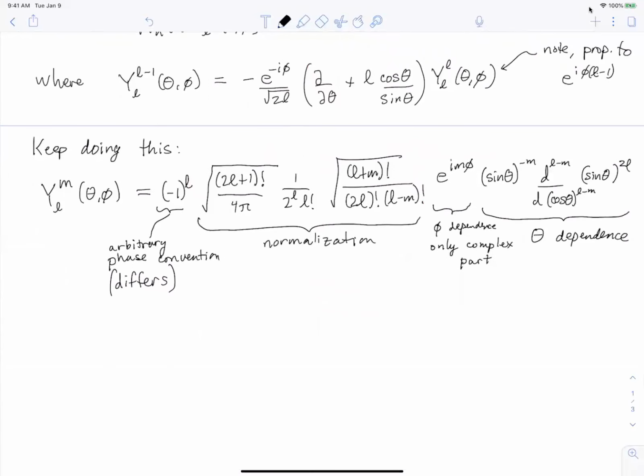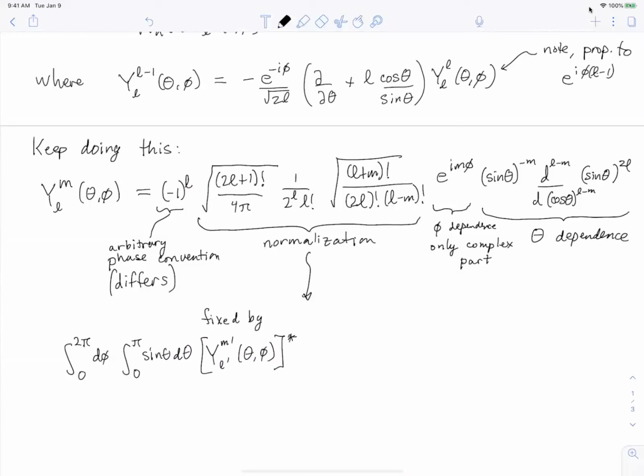Okay, and the normalization factor here is fixed by this requirement that if I do an integral over phi and an integral over theta, and then I do Y_l'm'(theta, phi), and I complex conjugate it, and then I do Y_lm(theta, phi), that's one if and only if l and l' are the same and m and m' are the same. So I have Kronecker deltas there.